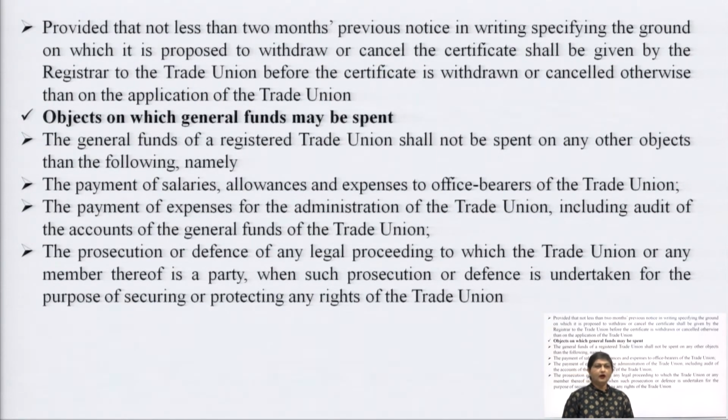So, now, objects on which general funds may be spent. In this section it is provided that the general funds of a registered trade union shall not be spent on any other objects than the following, namely: basically, all the funds which are available with the trade union are audited from time to time, and all the objects where this fund can be spent are specified in the Act. So, first is the payment of salaries, allowances and expenses of office bearers of the trade union.